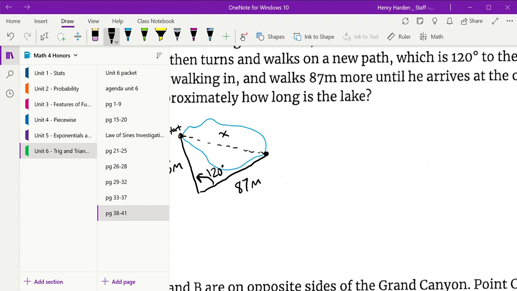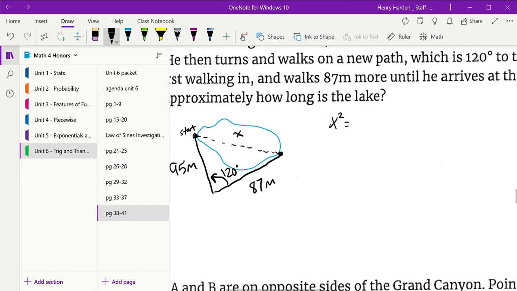All right, so since I do not have this opposite side with this angle, I cannot use the law of sines. So sadly, yes, we have to use the law of cosines. Okay, now with this, x is what we're looking for. So x squared equals, and then I'm just going to utilize the other two sides. So 95 squared plus 87 squared minus 2.